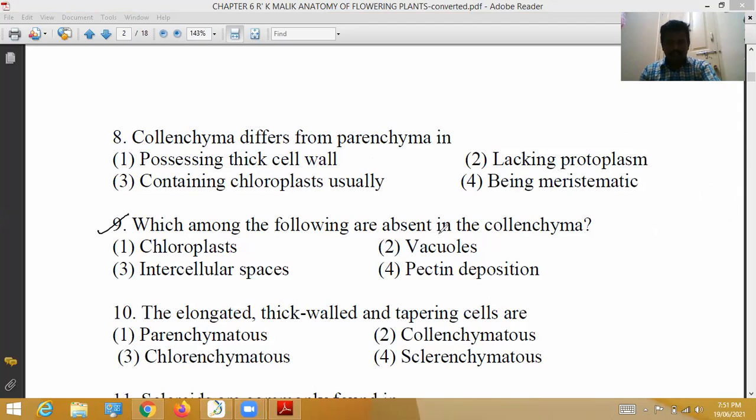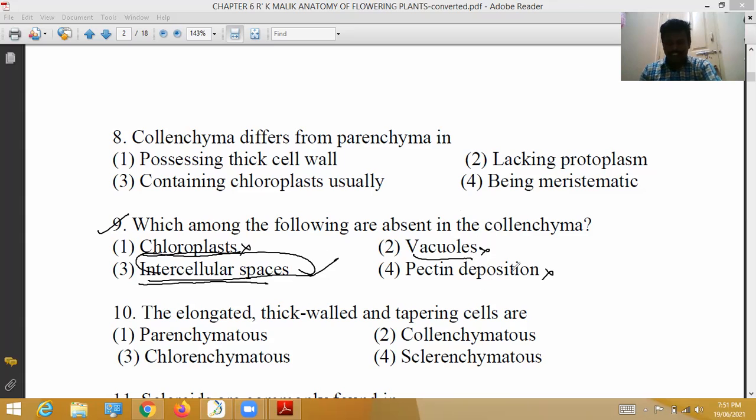Which among the following are absent in the collenchyma? In these four options, which are absent in collenchyma? Chloroplast is located, so it is a wrong option. Vacuoles are also located, so it is a wrong option. Intercellular spaces is the correct option according to the question. Pectin is also located. So according to the question, intercellular spaces are absent in collenchyma.